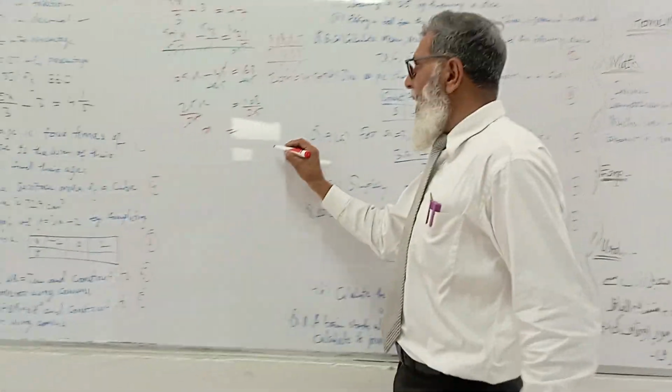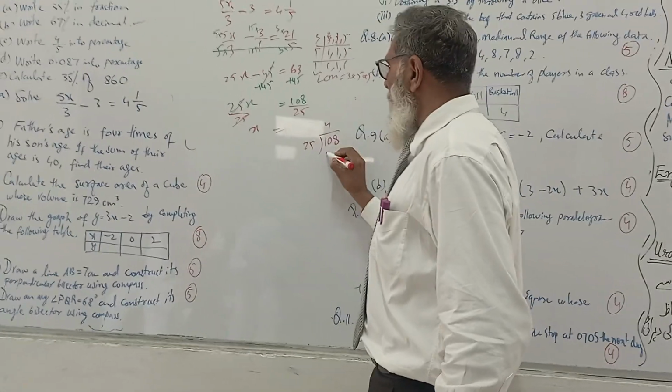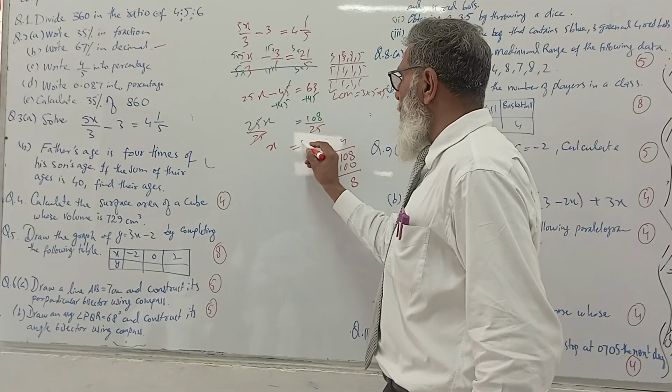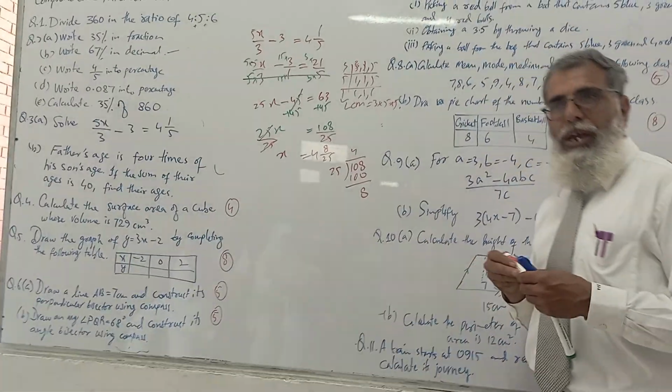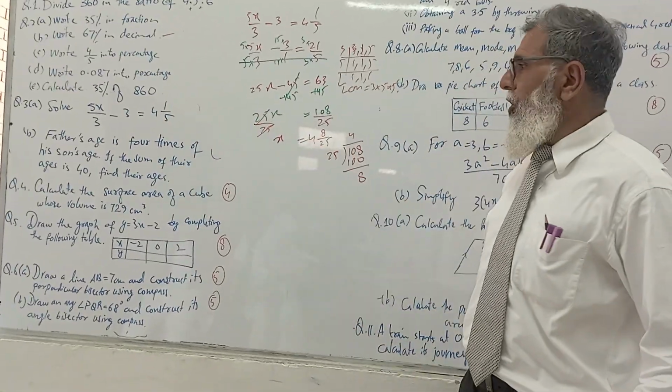So we'll be dividing. So 25 into 108 is how much? 4 is 100. Remaining is 8. So we say that this is 4 whole 8 by 25. So this is the value of x. So this is how we solve the linear equation.